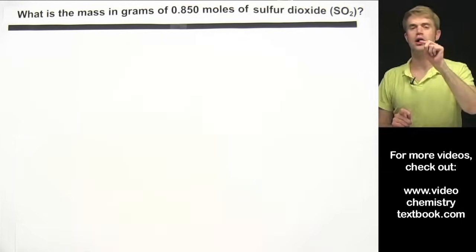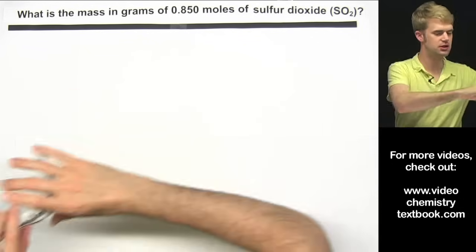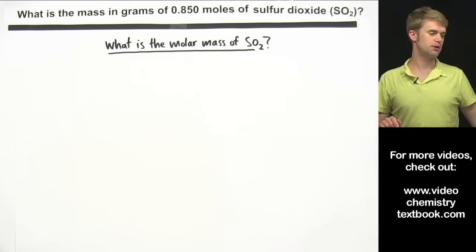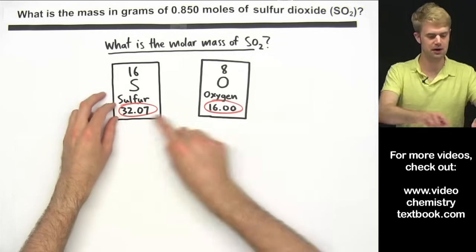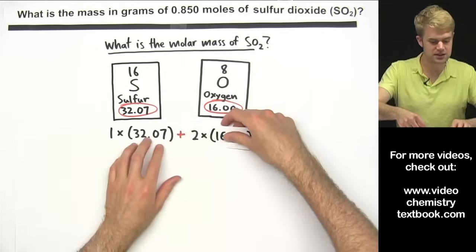What is the mass in grams of 0.850 moles of sulfur dioxide? Okay, moles and grams, the first thing you should think of is what is the molar mass of SO2? I've got sulfur and I've got oxygen in here, so I look them both up on the periodic table. Here are their molar masses.